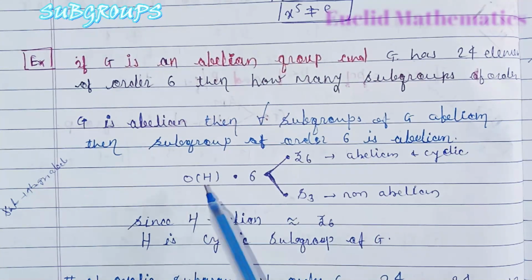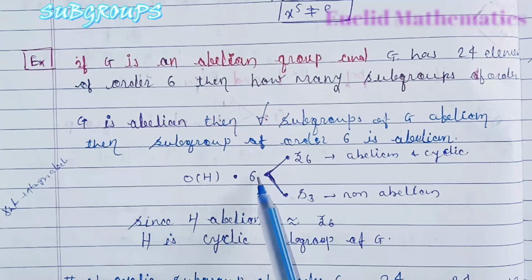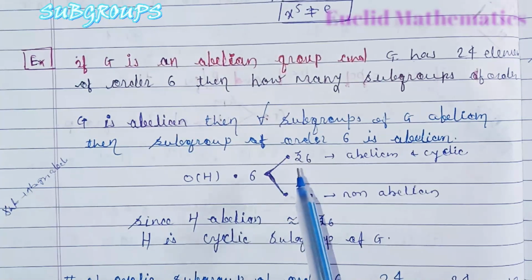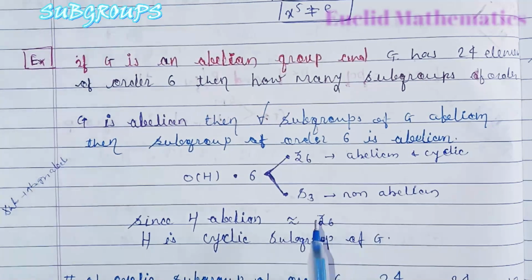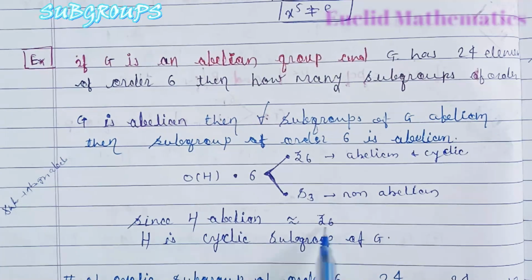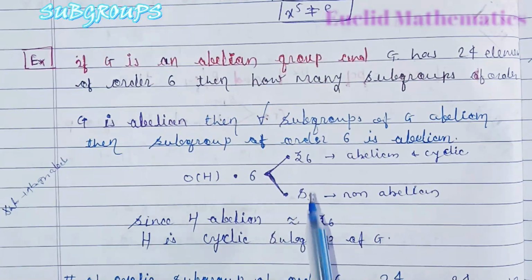So I got it here: H, of order 6, is isomorphic to Z6. And we know the subgroups of Zn; I explained in my previous lecture how to find the subgroups of Zn. So H is abelian and isomorphic to Z6, and H is a cyclic group, and Z6 is a cyclic group.